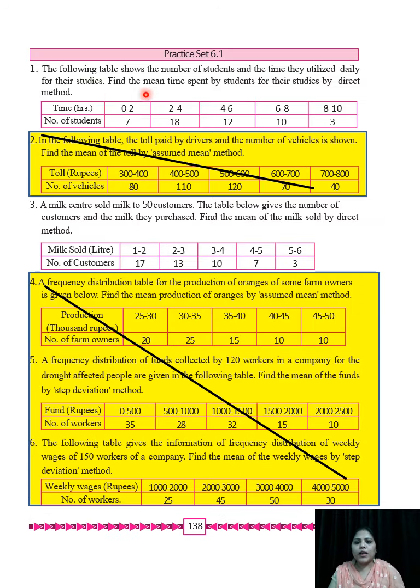and in practice set 6.1 we have only two sums left now. See here, sum number 1 and sum number 3. Rest all are being cancelled. Second sum is not there now. 4, 5, 6 is also not there. Okay. 138, practice set 6.1. First and third sum is there. Second sum, fourth sum, fifth and sixth sum, they are not there. So cancel them.